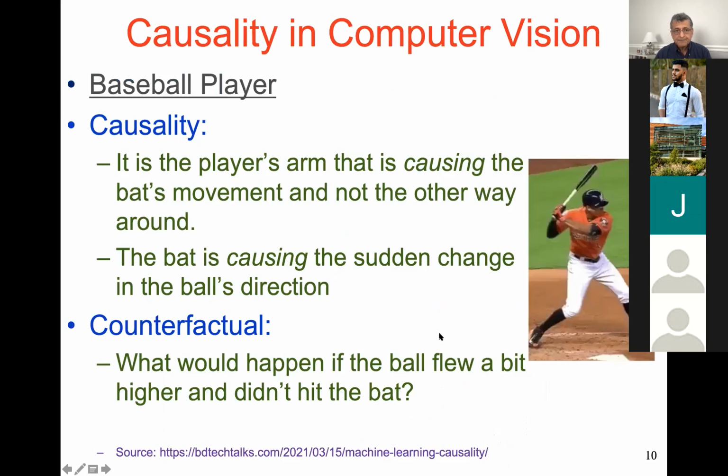Here is an example of causality in computer vision. And here we have a picture of a baseball player. So let's see if we click on it, if that works. Okay, let's see if we can watch it. This baseball player is swinging his bat. And as he swings the arm, the bat moves. So there's a causality between his arms and the bat.